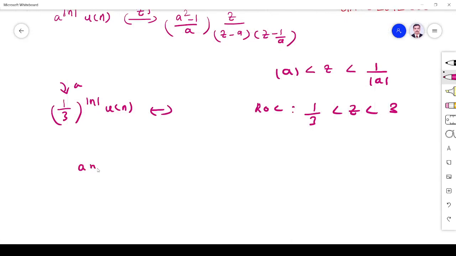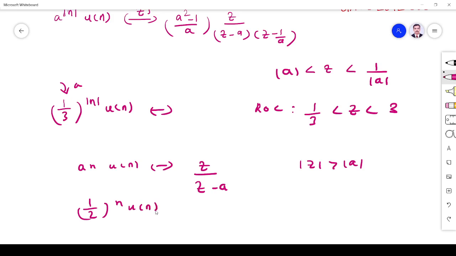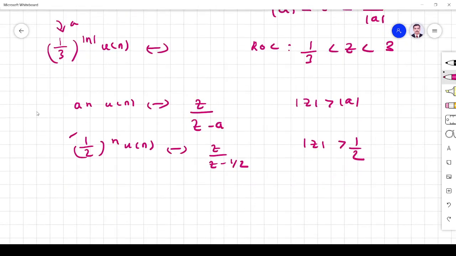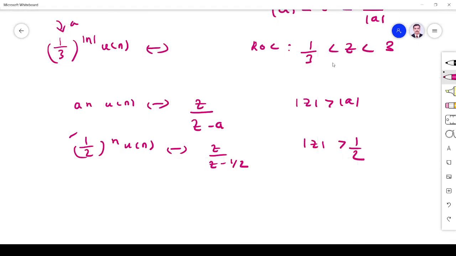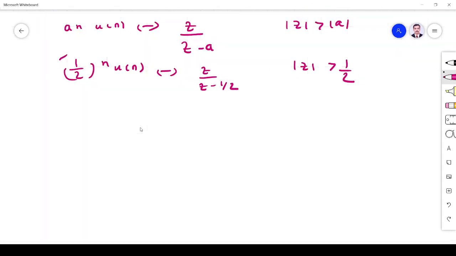Okay. Next part is (1/2)^n u(n). We know for A^n u(n), the transform is Z by Z minus A, where |Z| is greater than |A|. So for (1/2)^n u(n), the transform is Z by Z minus 1 by 2, |Z| greater than 1 by 2. Here A is 1 by 2. So what is the common ROC? Here the ROC is from 1 by 3 to 3, and here the ROC is greater than 1 by 2.